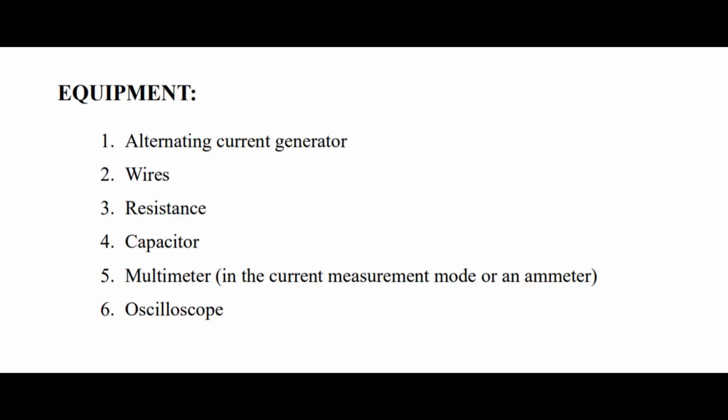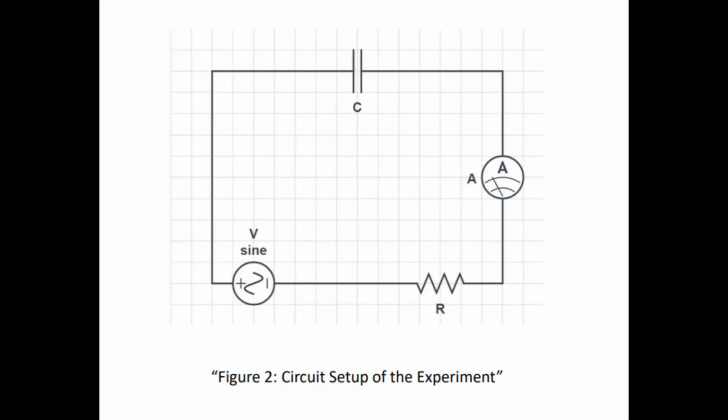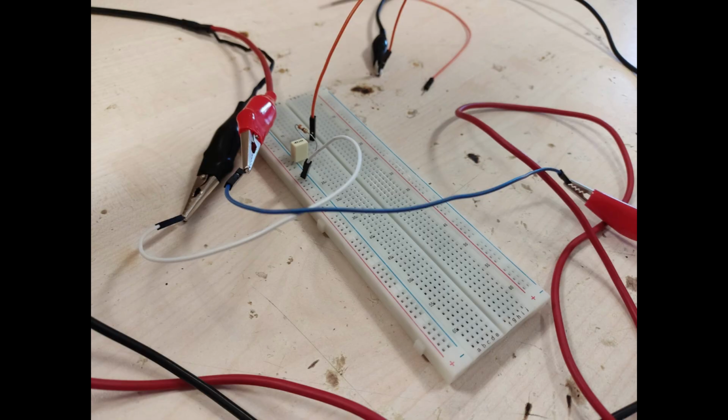The equipment that I am going to use for this experiment are alternating current generator, wires, resistance, capacitor, multimeter in the current measurement mode for alternating current circuits, and the oscilloscope. In order to conduct this experiment, I planned to construct a circuit as it is in the picture. And this is the real image of my experiment circuit.